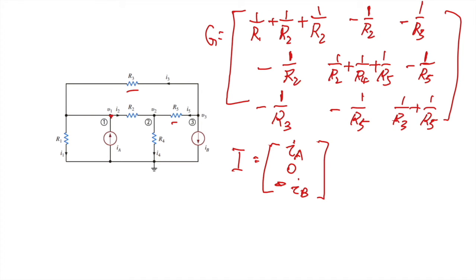So we have G and we have I. We can calculate the V by taking the inverse of G times I. So this is the nodal analysis by observation. So we didn't write the KCL for each node, but we observe the circuit and write it in the matrix form.